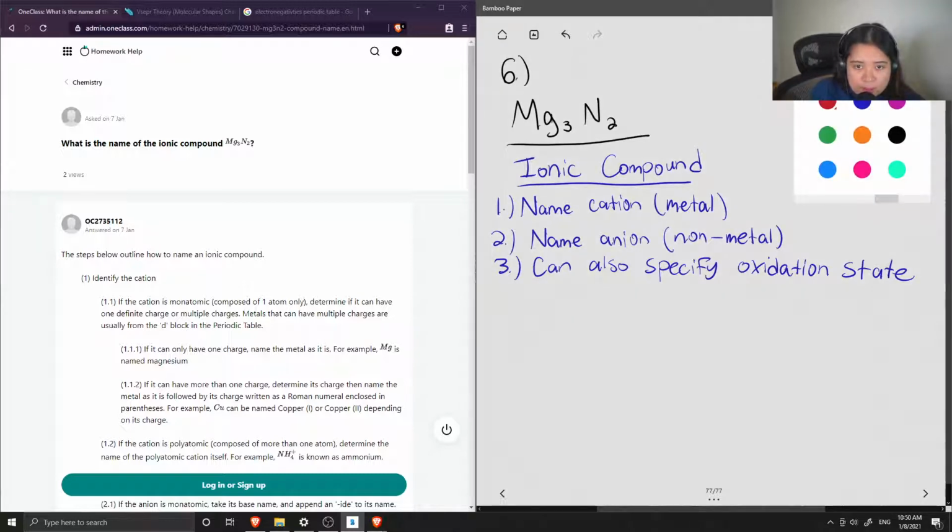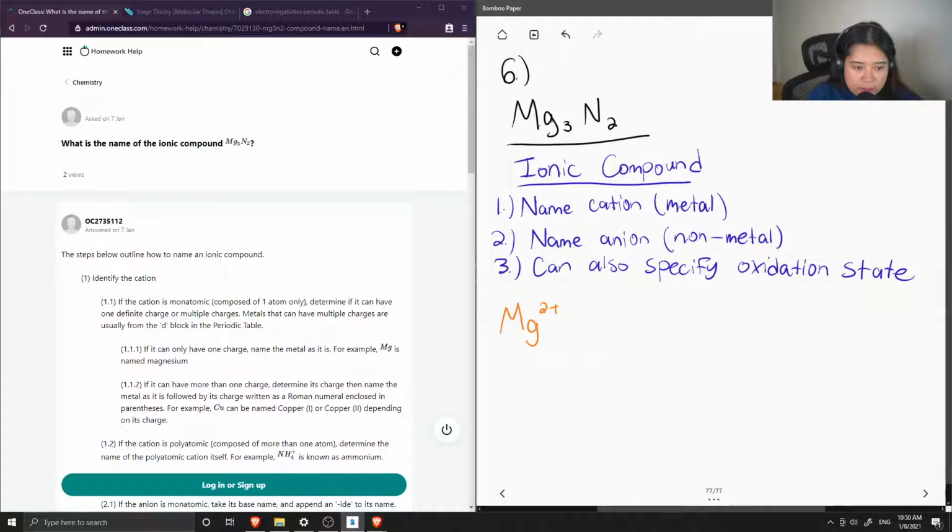Okay, so now let's look at our compound. We have a magnesium cation, which has a 2+ charge, and we also have a nitride ion, which has a 3- charge. So therefore, the name of this compound is magnesium nitride.